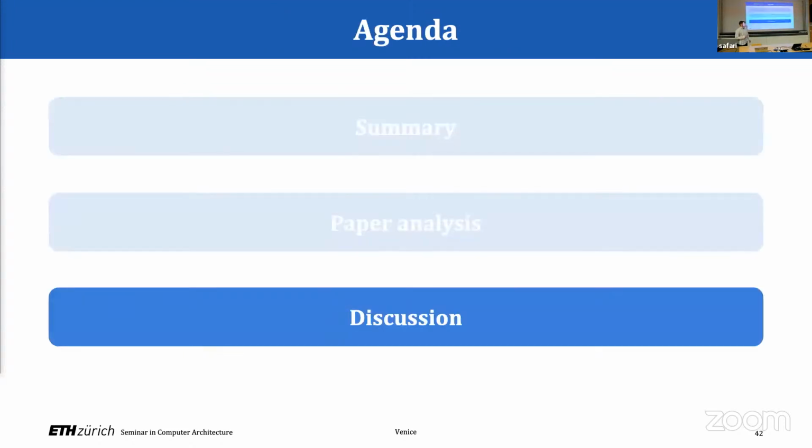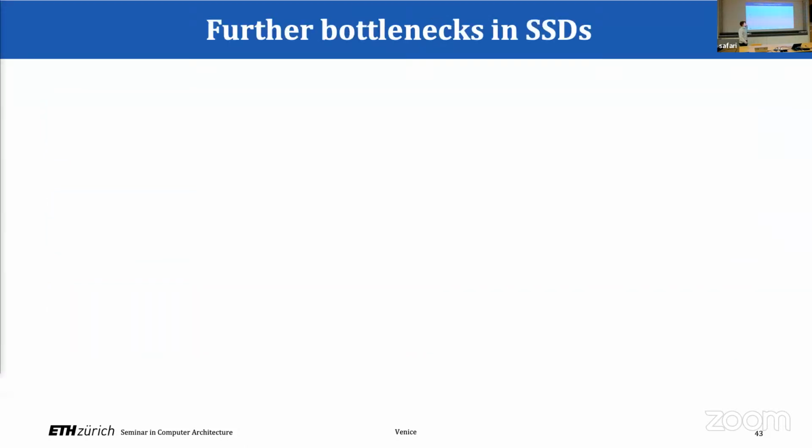Now, I would like to end the talk with a brief discussion, where I would like you to participate. Now, having solved the path conflict problem, there is obviously the question, what is the next bottleneck? What has to be solved next to provide further parallelism for SSDs? So has anyone an idea how to further increase SSD parallelism, or where the next bottleneck lies?